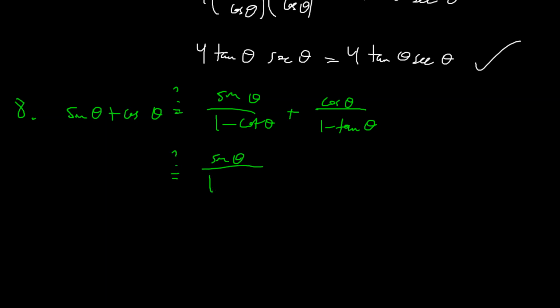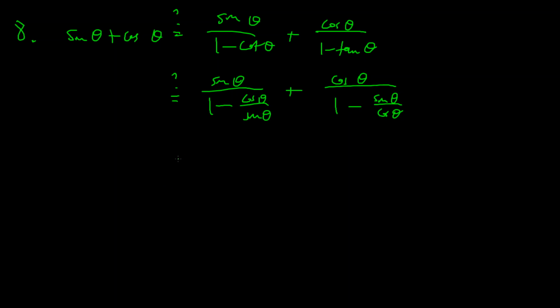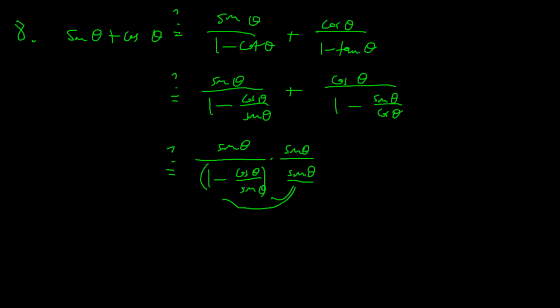So sine theta over 1 minus cotangent theta, that is cosine theta over sine theta, plus cos theta over 1 minus tangent theta, that is going to be sine theta over cosine theta. And to get rid of these fractions on the bottom, for this first fraction I'm going to multiply by sine theta over sine theta. That way, when I distribute this to both terms using the distributive law, this sine theta will cancel with this one here, which will eliminate the fraction.